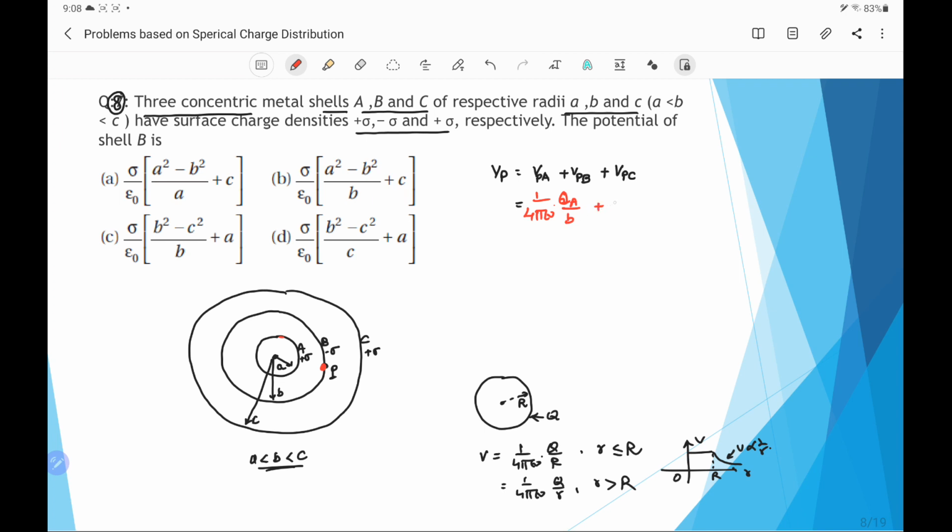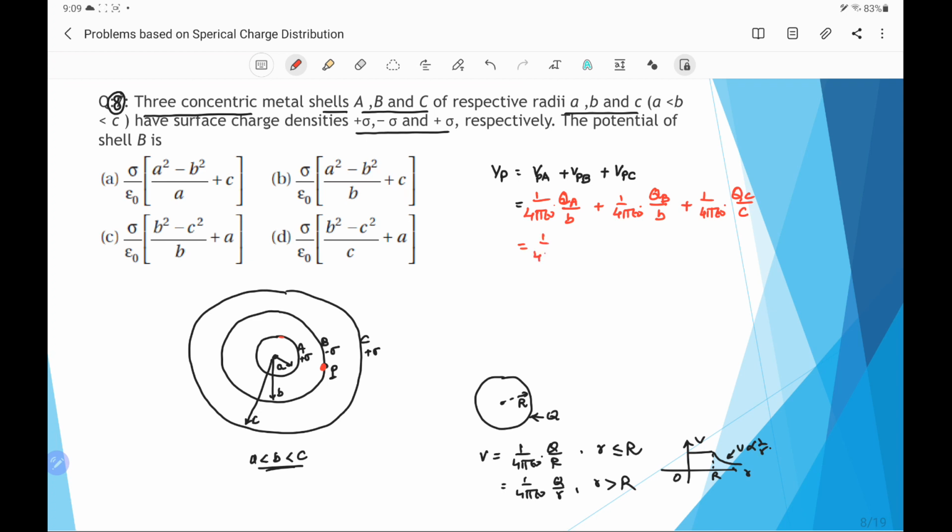Then for point P, due to the shell B, it will be 1 by 4 pi epsilon naught, charge on shell B, divided by, now point P is at the surface of the shell B, so we will take the radius of the shell B, and it is b. And third one is due to the shell C, it is 1 by 4 pi epsilon naught Q_C. This is the charge on shell C, and because point P is lying inside shell C, the potential will be the same as on the surface. Therefore, we will use the radius c as the distance.